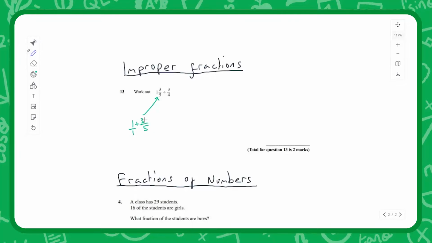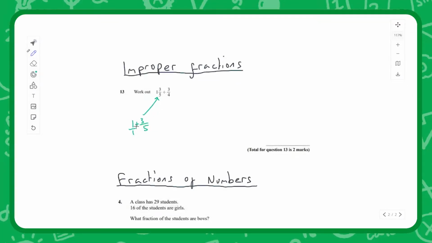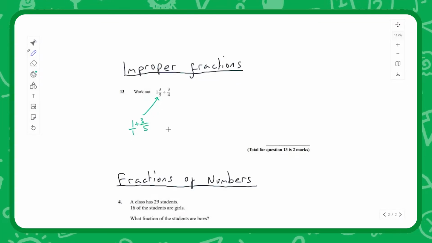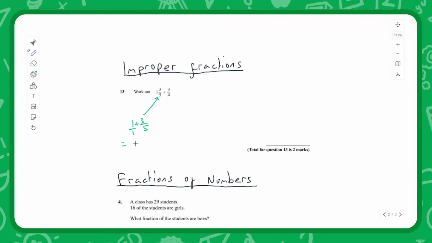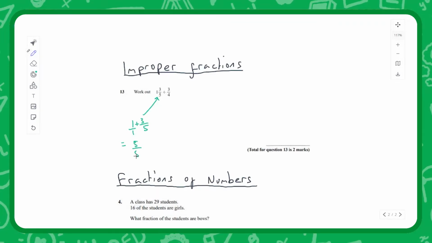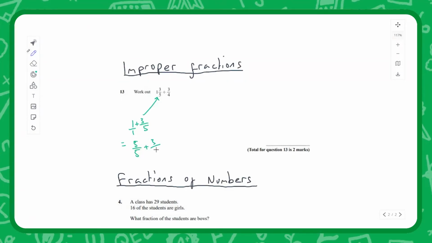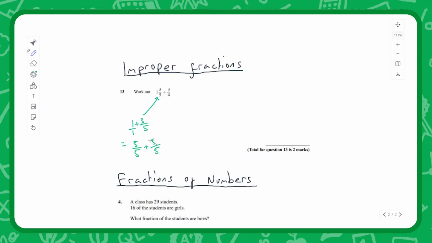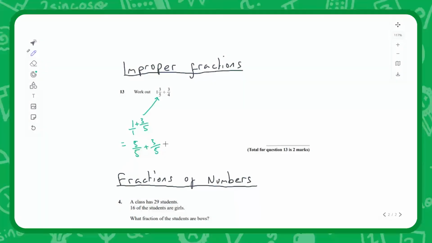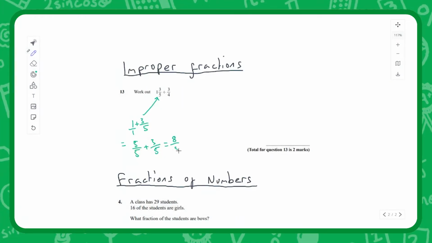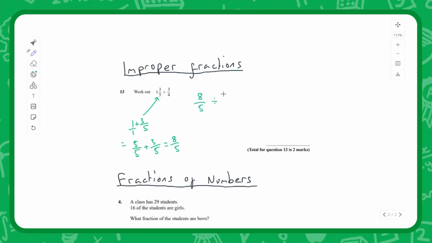Well, you'll see a 1 in a second, because what we end up having now is a fraction plus a fraction. Well, we know how to do that, right? We just need to times this whole fraction by this denominator, and then we times this whole fraction by this denominator. Well, 1 times 5 is going to be 5. 1 times 5 is going to be 5. And this whole fraction times 1 is just going to stay the same, right? 1 times anything is just itself. And so we can now work out the total value of this. 5/5 plus 3/5 is going to give us 8/5.